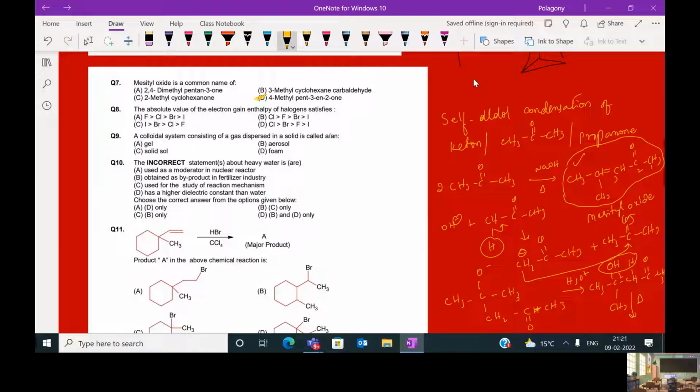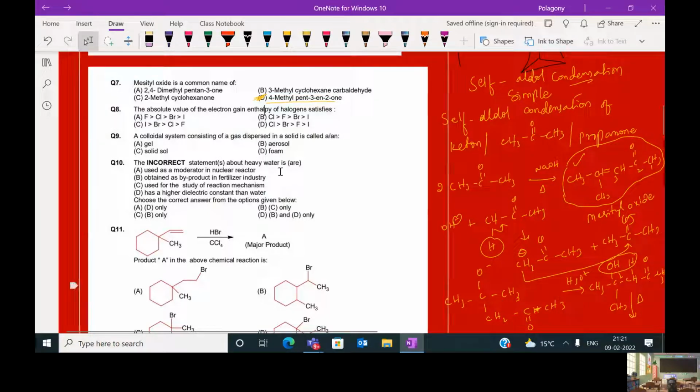So based on the self aldol condensation, or simple aldol condensation, we call this one. Simple aldol condensation of ketones will give this product. D product is the right answer. D is the right answer.